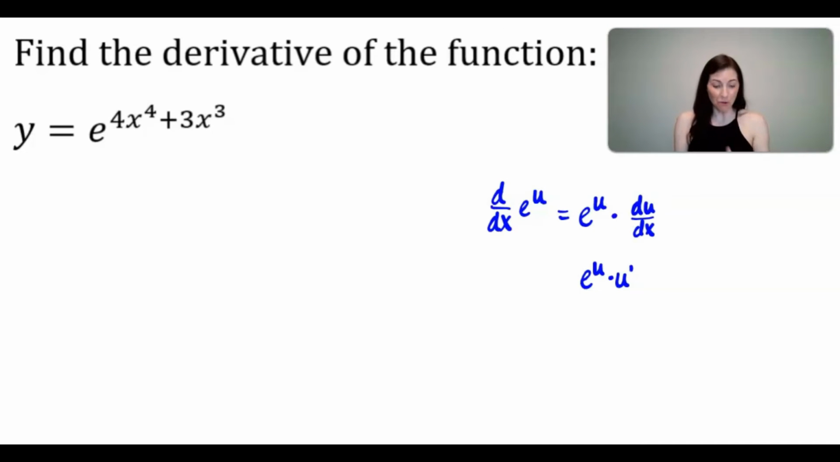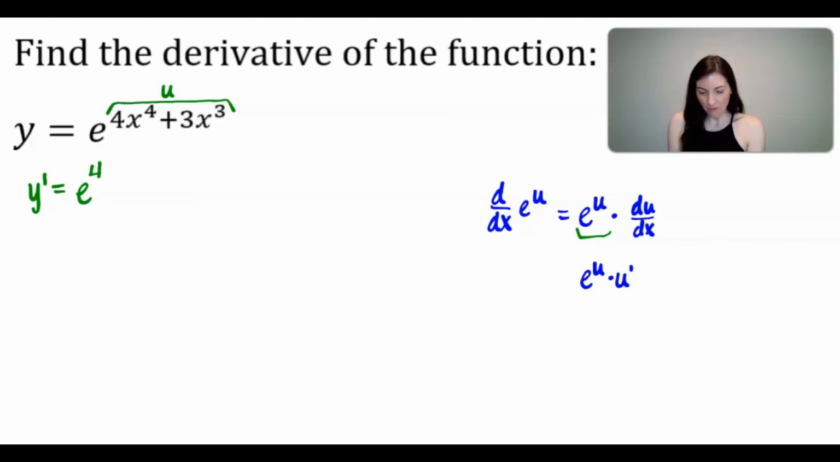So now, using this rule for our example, we are taking the derivative of y equals e to the power of 4x to the fourth plus 3x cubed, which is like our u function. So keep that in mind as I use the rule to now take the derivative of this function. So I would have y prime equals, which means the derivative of y equals, and again, you always start with the e to the u, the same thing that you began with. So this would be e to the power of 4x to the fourth plus 3x cubed. And then we need to multiply by u prime, or the derivative of u with respect to x.